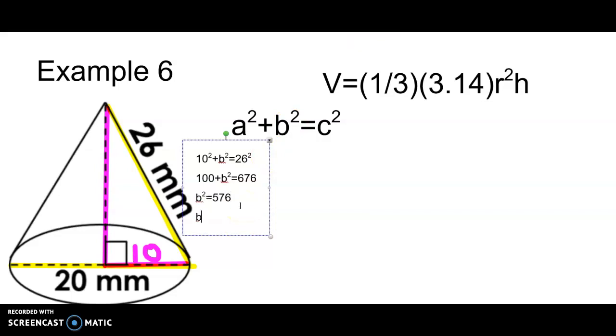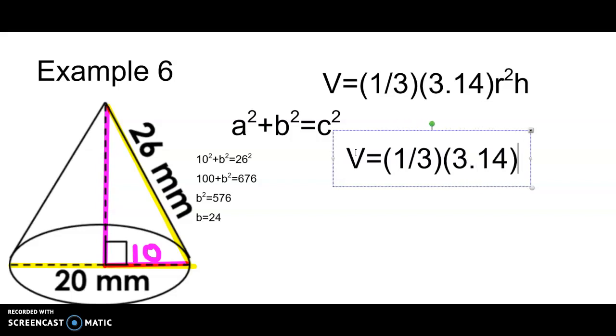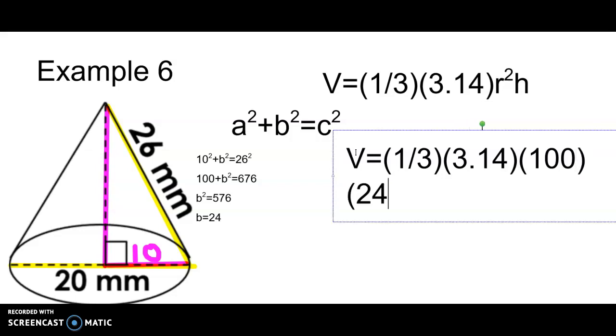And then therefore b is equal to 24. Then what you're going to do is just plug this into the formula where you have volume is equal to 1/3 times 3.14 times 100, because 10 squared is 100, times 24.